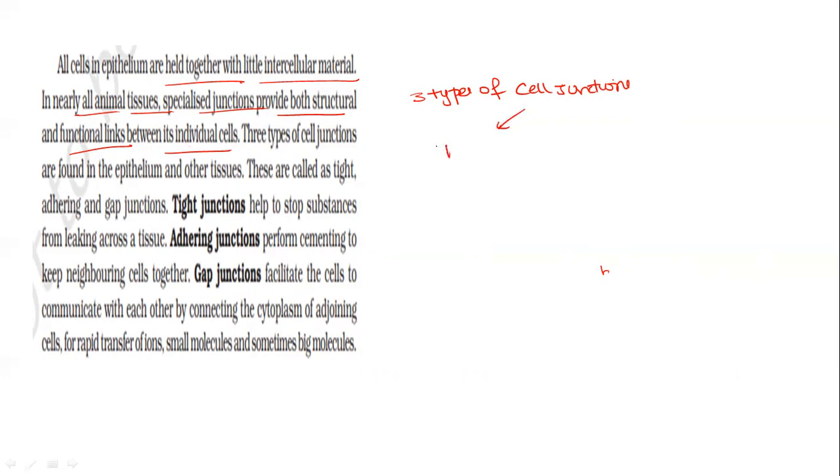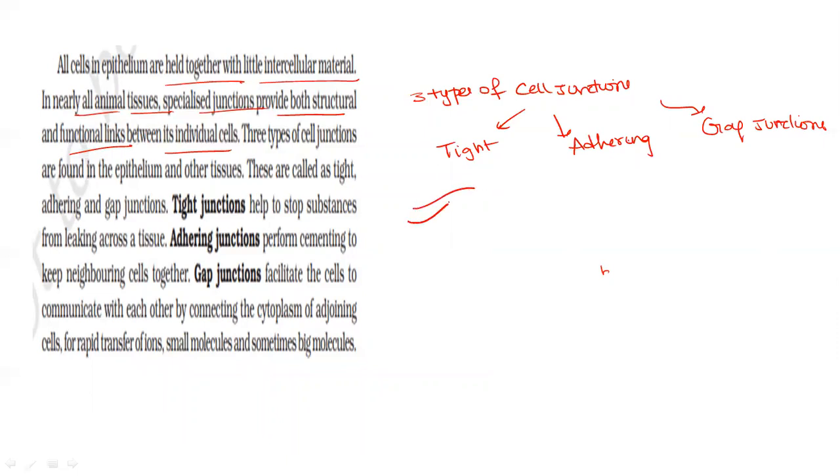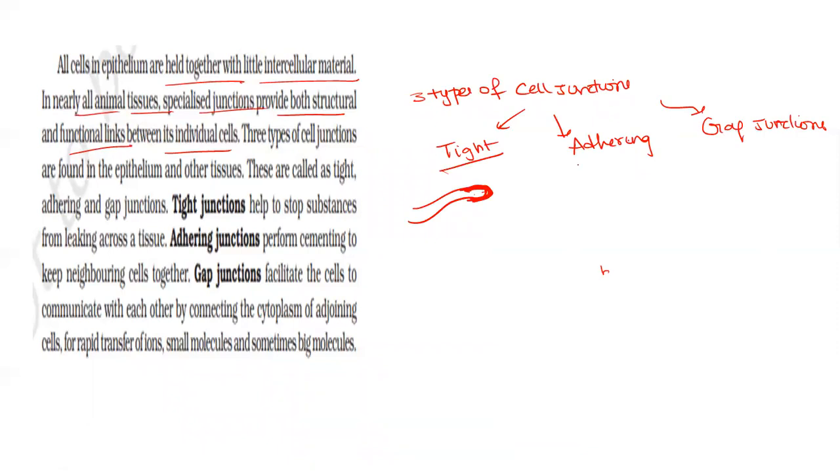You have something called tight junctions, adhering junctions, and gap junctions. Tight junctions help to stop substances from leaking across the tissues. Imagine this is a pipe. If you don't want something to get out of this pipe, you'll make sure that you seal it properly. When you seal it, nothing will come out. That is because of tight junctions. So tight junctions help to stop the substances from leaking.